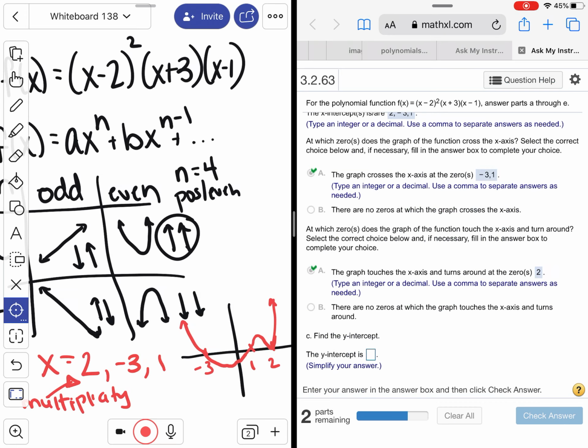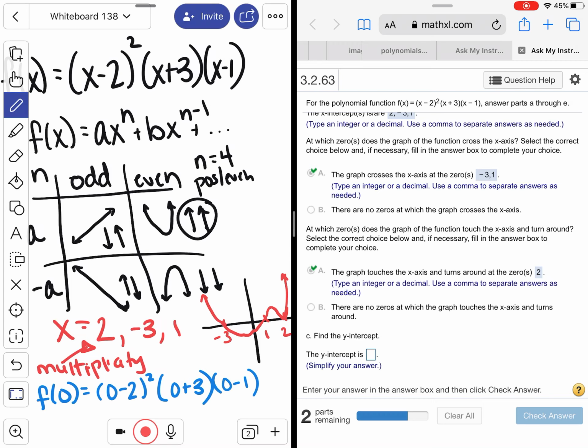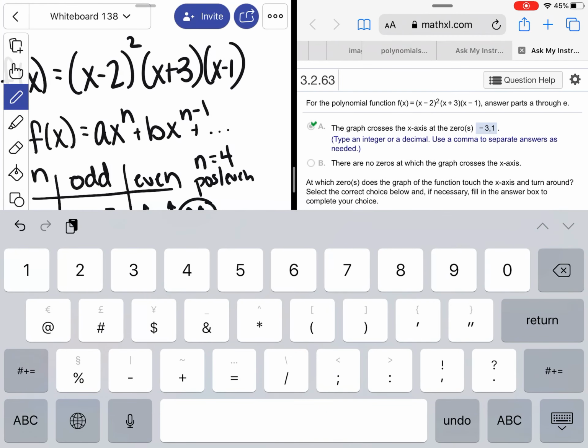And then the next part says find the y-intercept. Well, to find the y-intercept of any one of these type of problems, all we have to do is let the x value be 0. So you evaluate f of 0. So we're evaluating 0 minus 2 squared times 0 plus 3 times 0 minus 1. Well, 0 minus 2 is negative 2, squared is just 4, times 0 plus 3 is 3, times 0 minus 1 is negative 1. So that's equal to negative 12. So the y-intercept here is just negative 12.